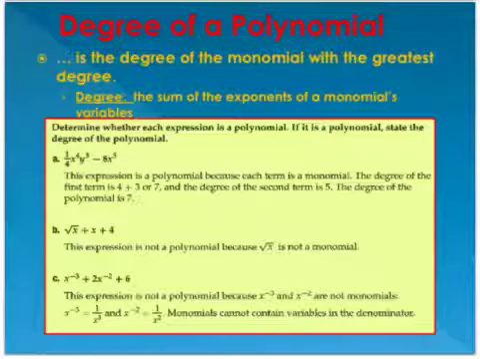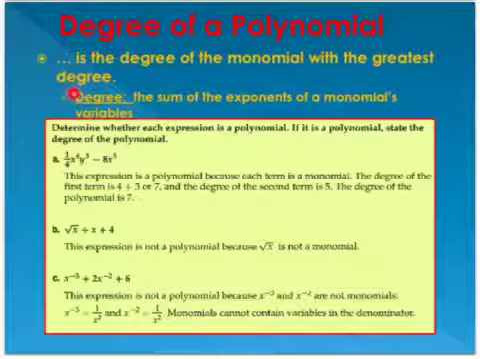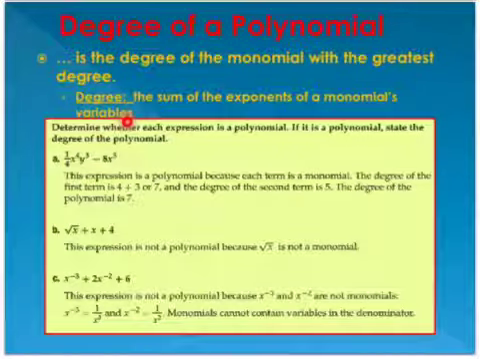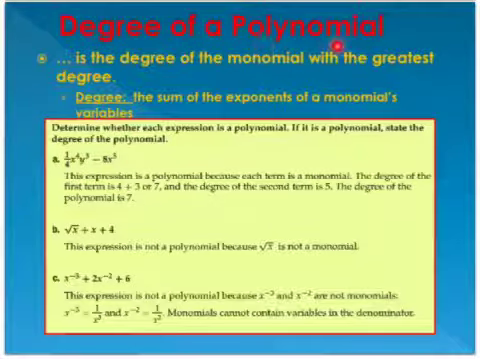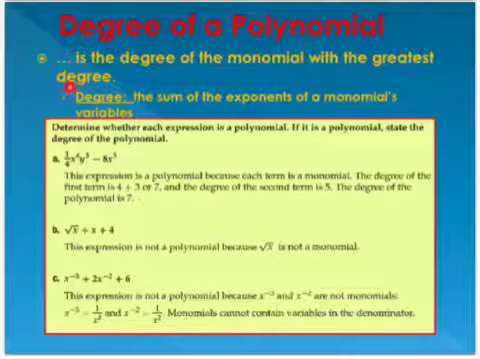Okay, the next topic is the degree of a polynomial, but really we need to talk about what's the degree of a monomial, just one term. And you see that right here on this definition. So the degree of a monomial is the sum of the exponents of a monomial's variables. So if we know the sum of the exponents for that one term, then that is going to be the degree of that term. But here's what it says: the degree of a polynomial is the degree of the monomial with the greatest degree. So let's take a look at part A.